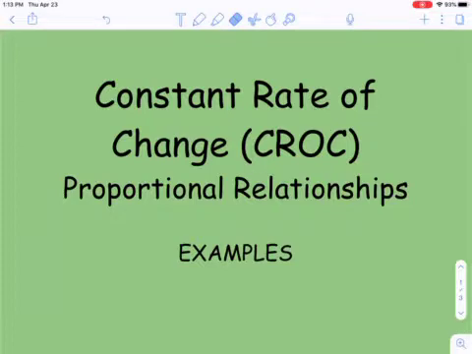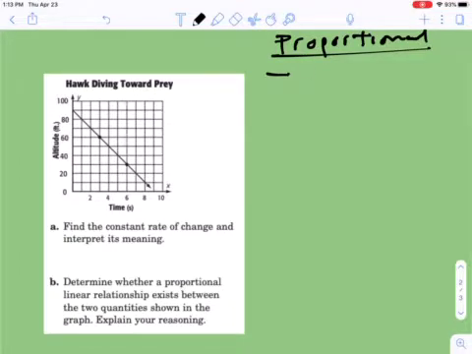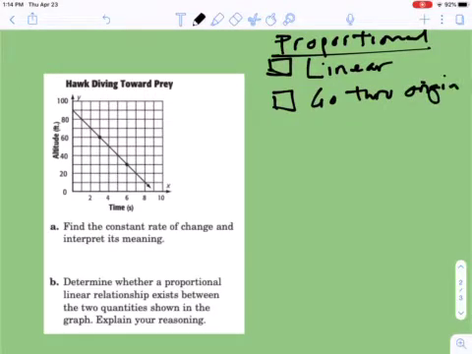So let's take a look at a few more examples of looking at these relationships and discovering whether or not they're proportional. Most of the time when we're trying to figure out if something's proportional, we usually know whether or not it's linear. The two things we look for are: it's got to be linear, so it's got to check that box, and it also has to go through the origin.